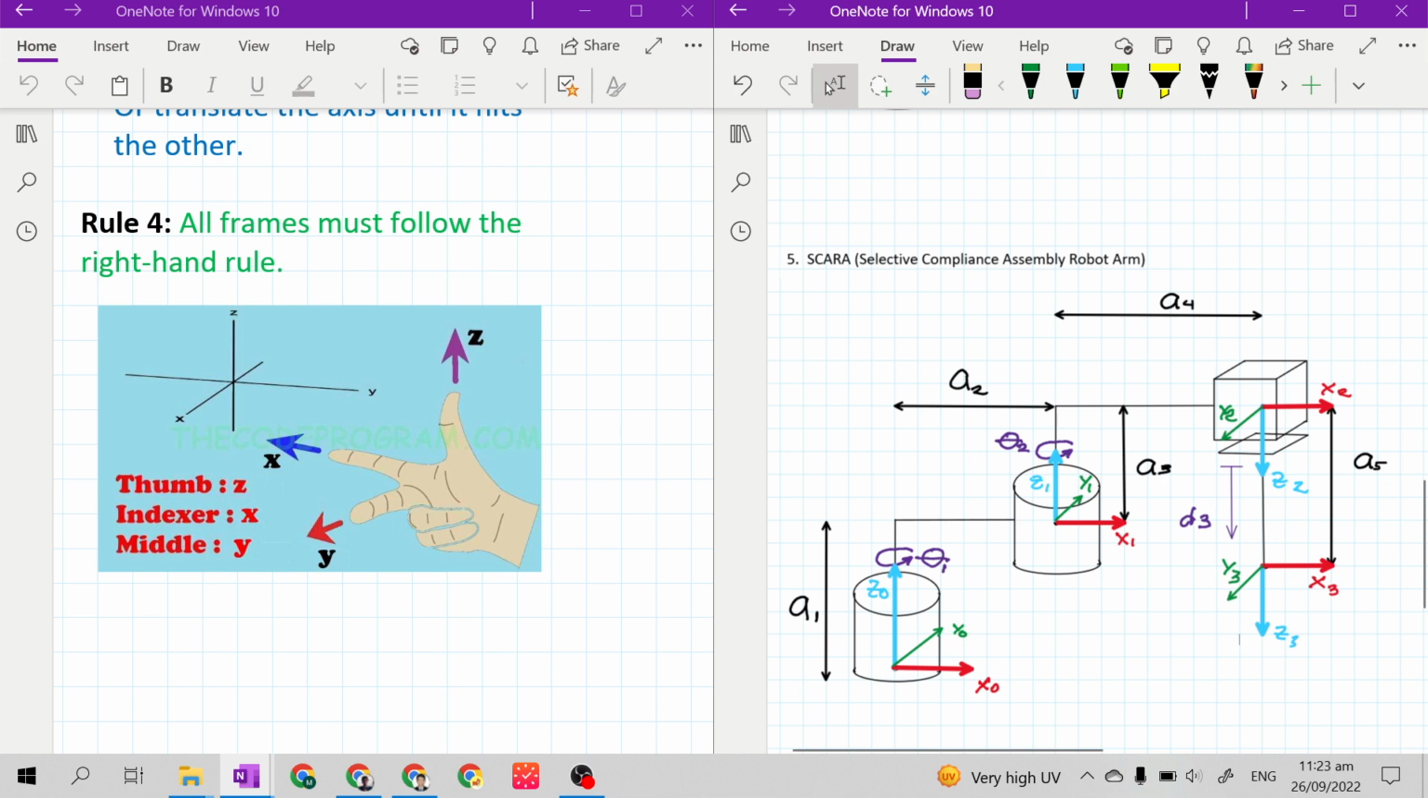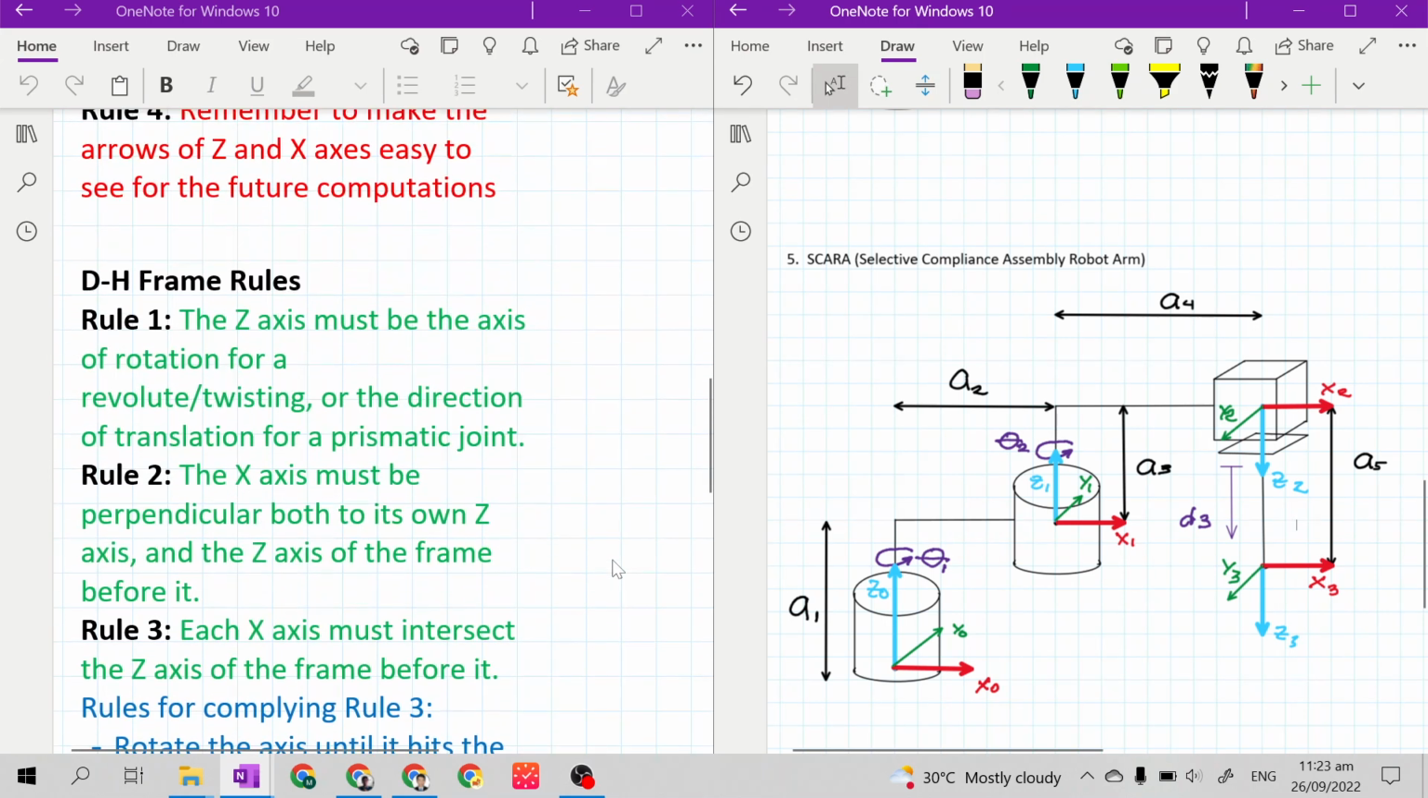So the direction of the axis will also be downward, but z2 and z3 will not become negative. They are still positive. What will be negative is if z3 will point upward or z2 will point upward. But it is pointing downward also to comply with rule 1. So that's all for the SCARA manipulator.